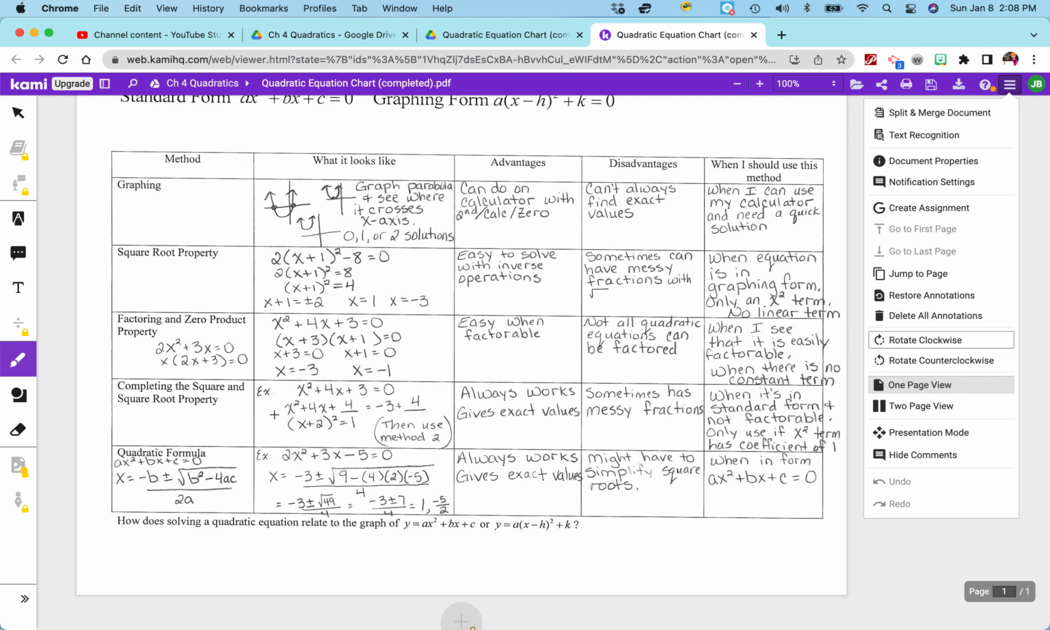So I've given you an example of what that looks like. x squared plus 4x plus 3 equals 0. So that's our standard form for an equation. Remember that you move the constant to the other side. So in this case, I'm subtracting 3 from both sides. And I set it up so I have x squared plus 4x plus a blank. And whatever I add to one side, I have to add to the other side.